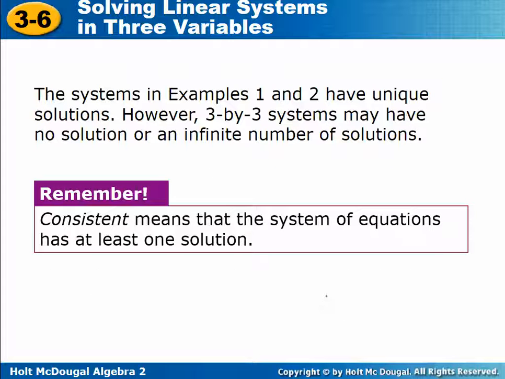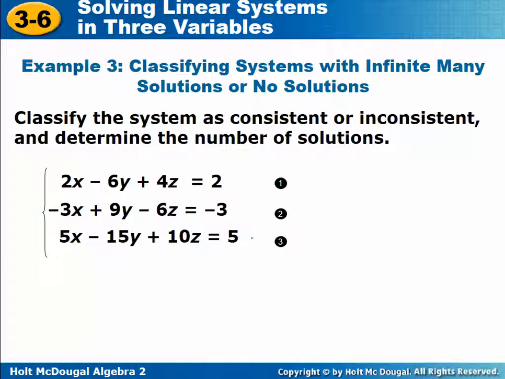All right, here's what I want to spend a little more time on. The examples that we did already had one unique solution. However, we looked at what the meaning of three planes intersecting would look like, and we know that sometimes there might be no solution and sometimes there might be an infinite number of solutions. Consistent means that you have at least one solution. So we need to say if it's consistent or inconsistent and determine the number of solutions. The number of solutions will be one solution, no solutions, or infinitely many.